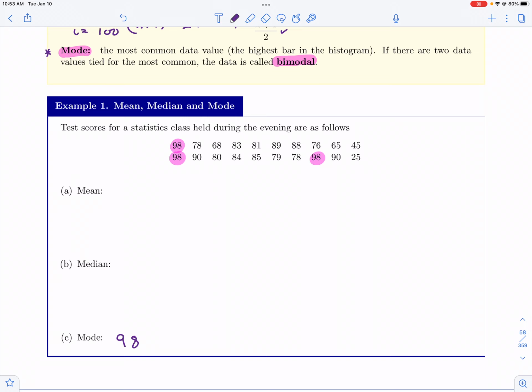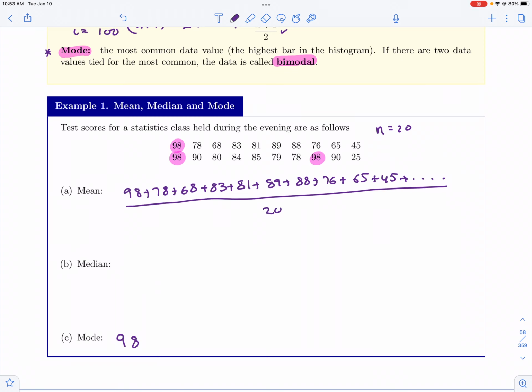Now, if we were calculating our mean, remember what we'd want to do is take all these numbers, add them up, and then I think there's 20 scores total. So we would divide by 20. So we would take 98 plus 78 plus 68 plus 83 plus 81 plus 89 plus 88 plus 76 plus 65 plus 45, and just keep going. And then eventually divide all this by 20. But I don't want you to get tortured all the time with this kind of stuff. So I'm going to show you a little trick or tip that we can do. And it's using one of the calculator commands that we've already worked on.